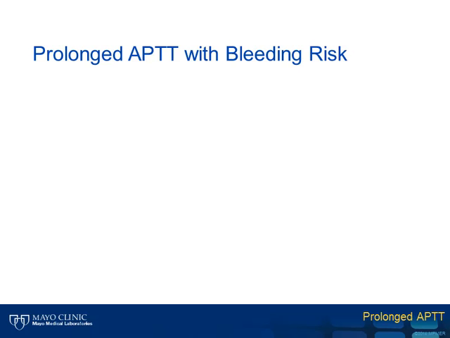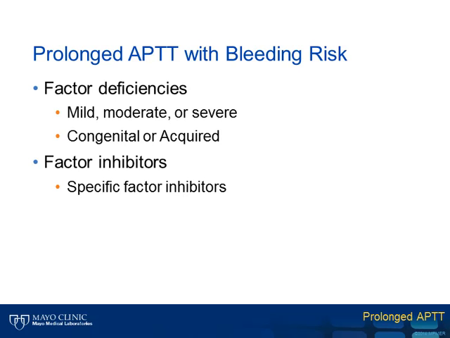So a prolonged APTT may reflect presence of an underlying condition that predisposes to bleeding, such as factor deficiencies of varying severity, which may be congenital or acquired, or presence of a specific factor inhibitor, which is always an acquired condition and poses a high risk for bleeding.